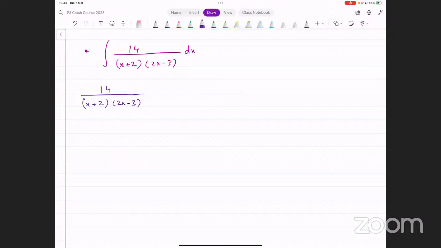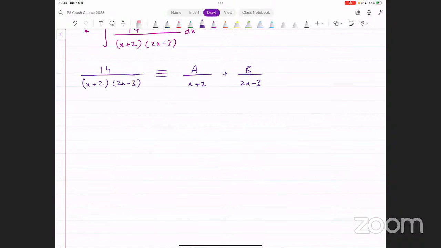You first find partial fractions for this. Remember, we've done partial fractions. This is two linear factors in the denominator, and they're both different, non-repeated linear factors. The form that you have for this is a over x plus 2 plus b over 2x minus 3. You would find partial fractions for this. We've done this before. Let's say they turn out to be, in fact, let me just figure this out quickly.